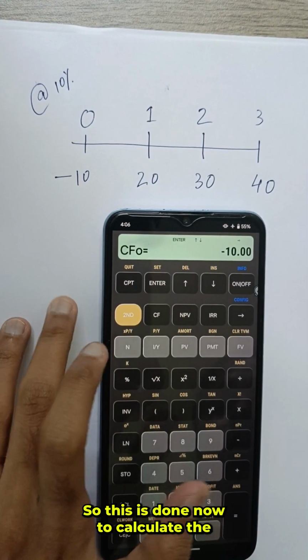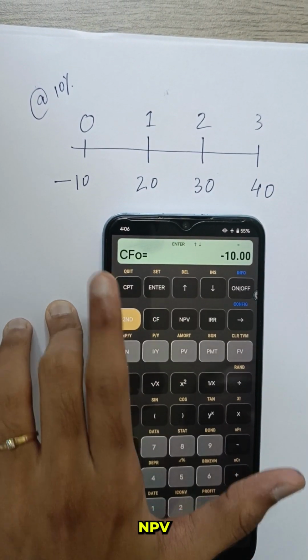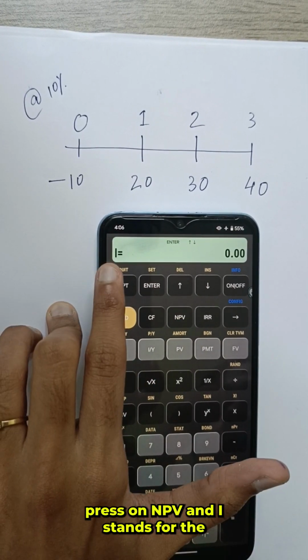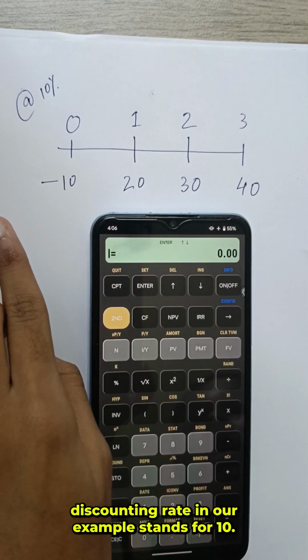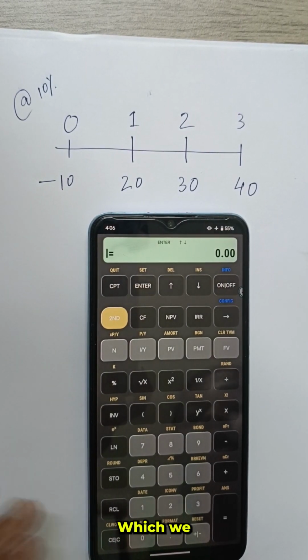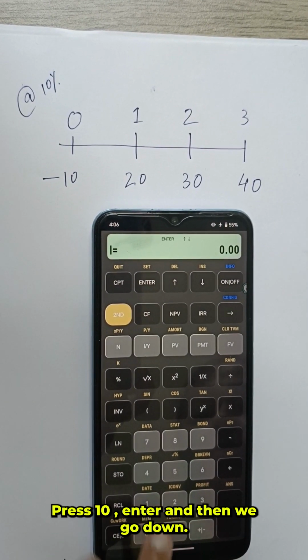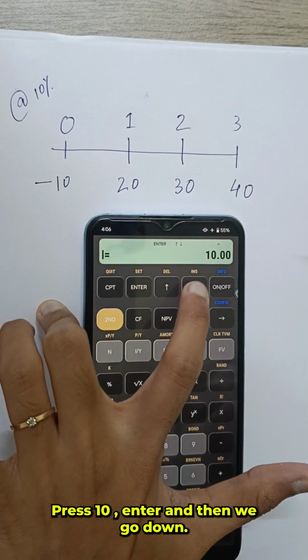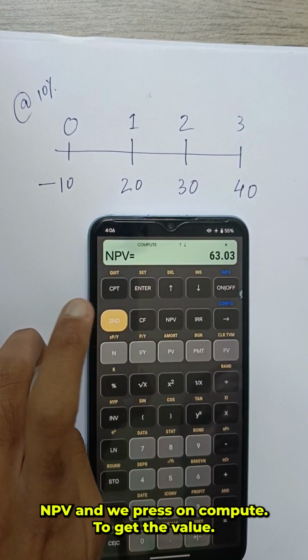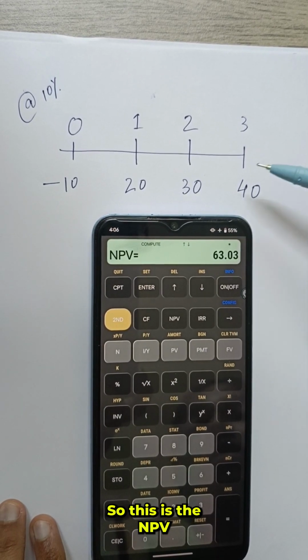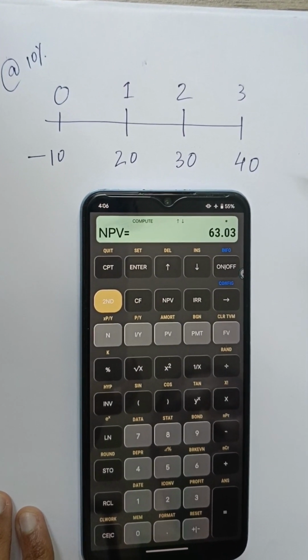So this is done. Now to calculate the NPV, we'll press on NPV, and I stands for the discounting rate, which in our example is 10, which we always enter in the percentage form. So we'll press 10, enter, and then we go down to NPV and we press on compute to get the value. So this is the NPV in this example.